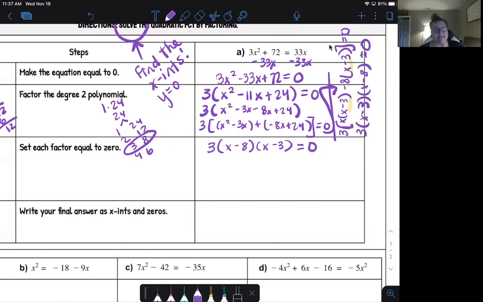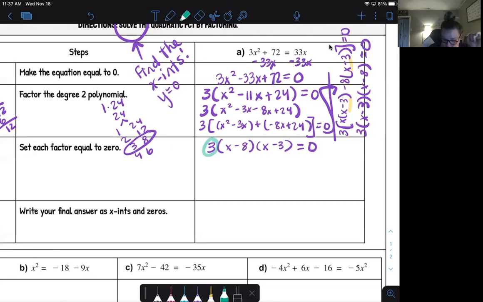Now, notice the very first factor is a 3. We factor out a 3 from the whole equation. Does that 3 have an x attached to it? No, it doesn't. That means that this isn't one of our x-intercepts. This 3 is kind of just hanging out here. It doesn't impact our x-intercepts. It's not necessarily helping us.